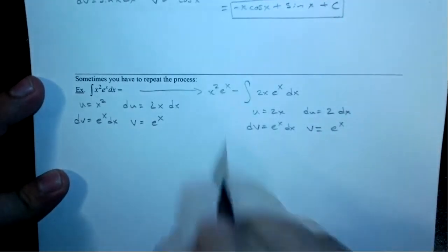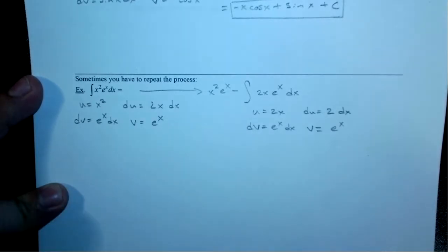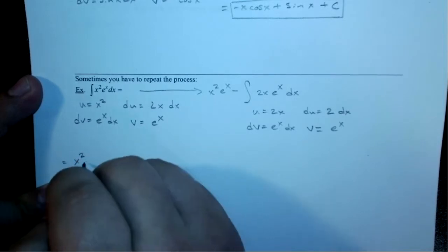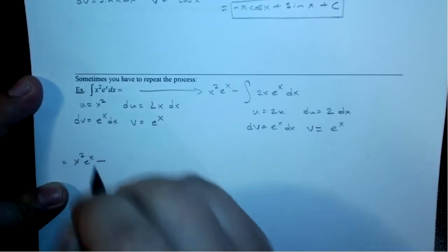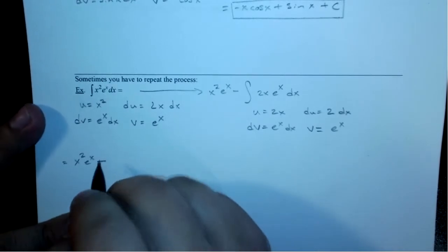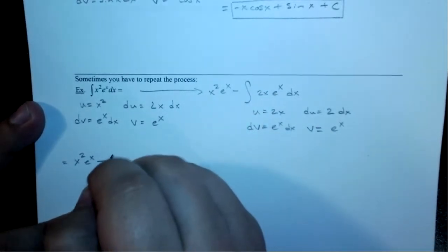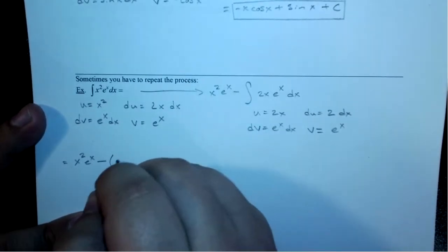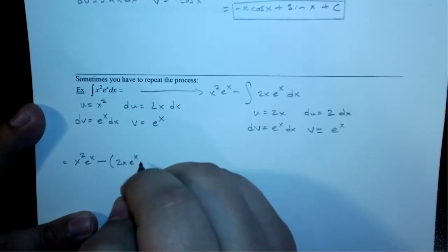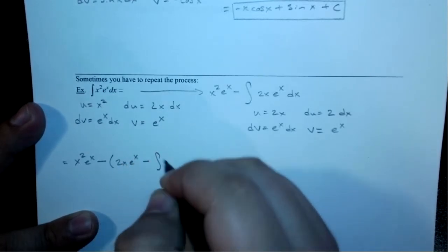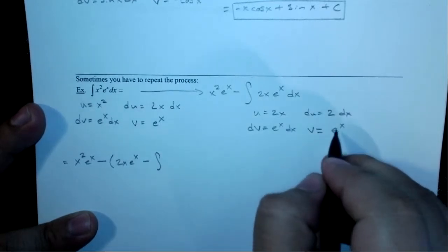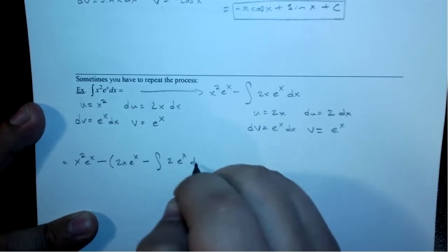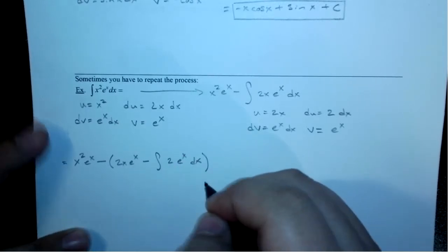Okay, and so I'm going to go ahead and rewrite my integral down here. So we had x squared e to the x minus, okay, and now here we're going to fit in our formula again. So u times v is 2x e to the x minus the integral of v du. So 2 e to the x dx, close parentheses.